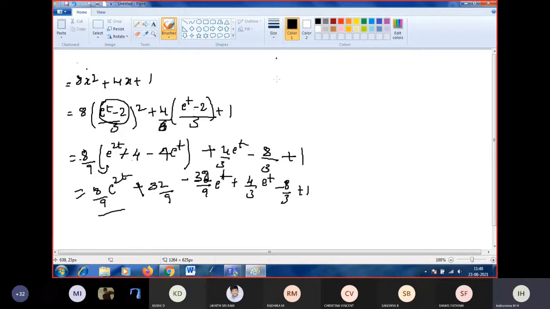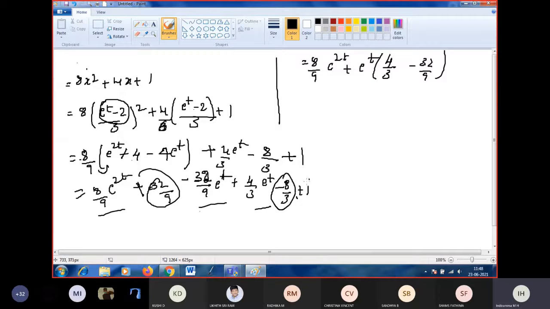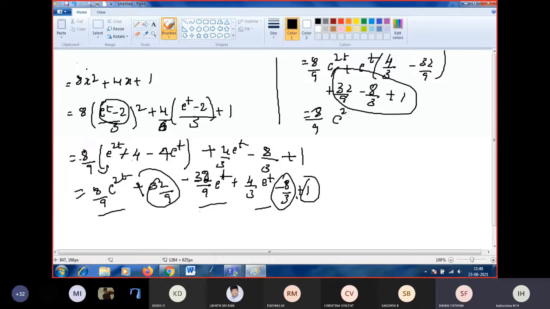So here we have only one term with e power 2t, so 8 by 9 e power 2t. Then e power t is here; take e power t common. I will write the first positive term 4 by 3 minus 32 by 9. Next we have to consider all the constants. We have 3 constants: plus 32 by 9 minus 8 by 3 plus 1. If you simplify this, what will you get? 17 by 9, ma'am.